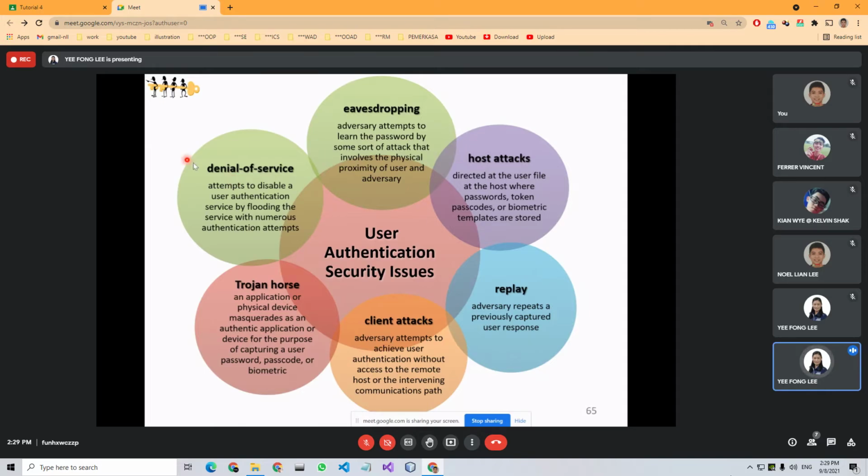Okay, Trojan horse is a type of application that masquerades as an authentic application or device with the purpose of capturing the user password. Just like they are legitimate software, but they hide it, very clever. They want to capture the user password from the computer system.